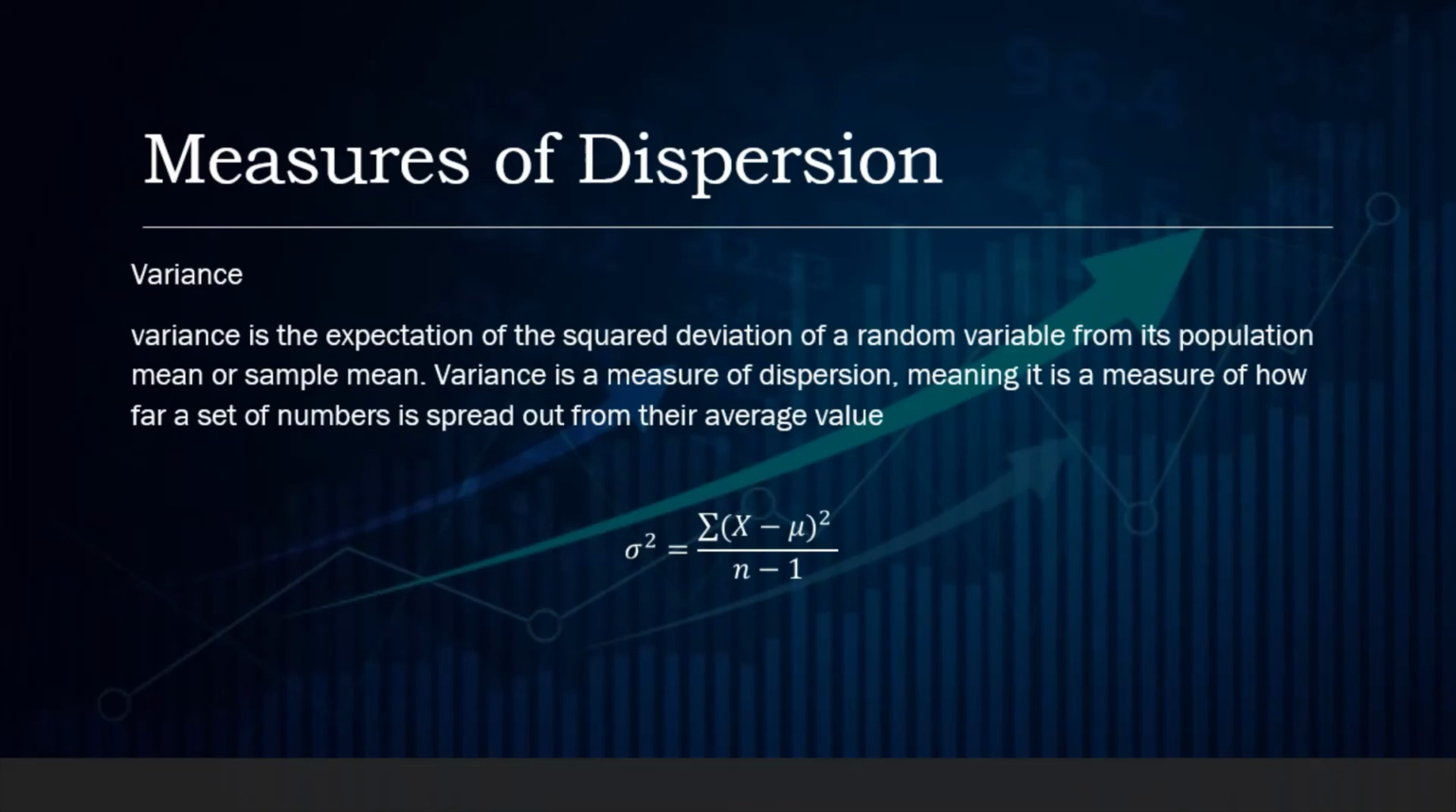Variance. Variance is the expectation of the squared deviation of a random variable from its population mean or sample mean. Variance is a measure of dispersion, meaning it is a measure of how far a set of numbers is spread out from their average value. Variance equals summation of x minus the mean, squared, divided by n minus 1.